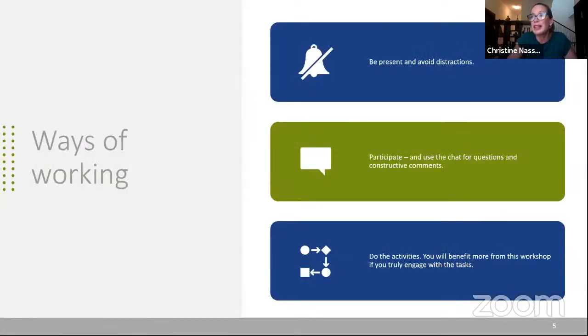We do have a few ways of working. So one is we'll ask you to be present and to avoid distractions. The second is to participate. Use the chat for questions and constructive comments. And then the third is to really, really try to do the activities. You'll benefit much more from the workshop if you really engage with the tasks.